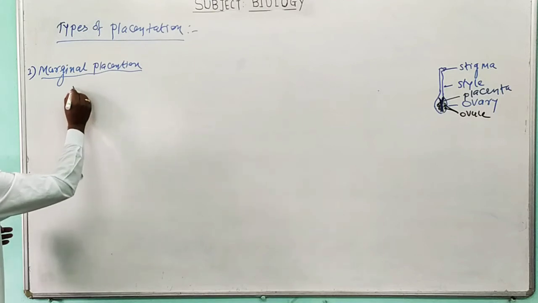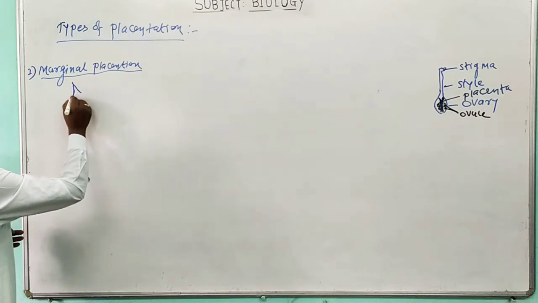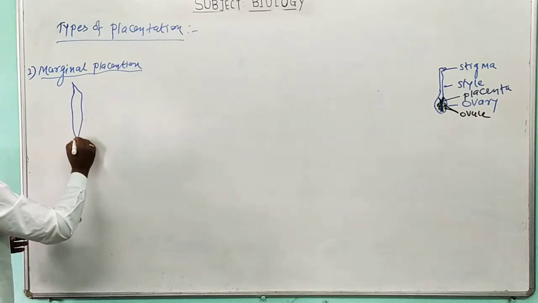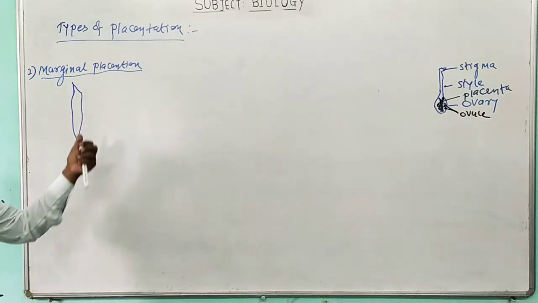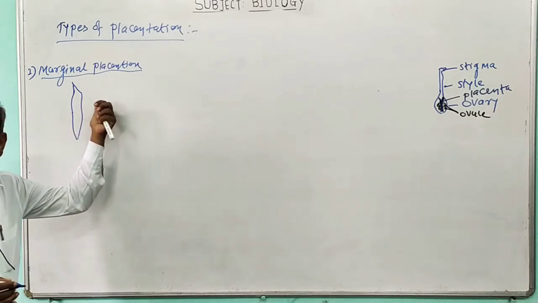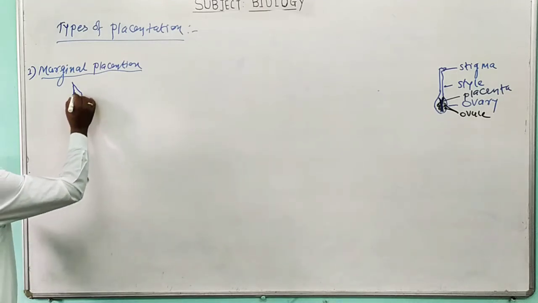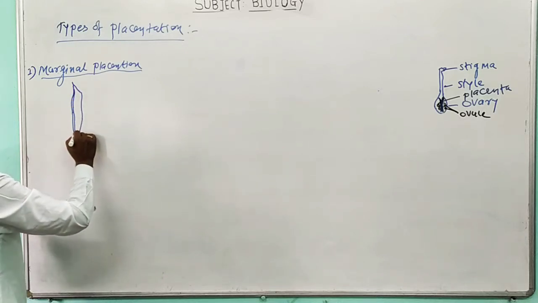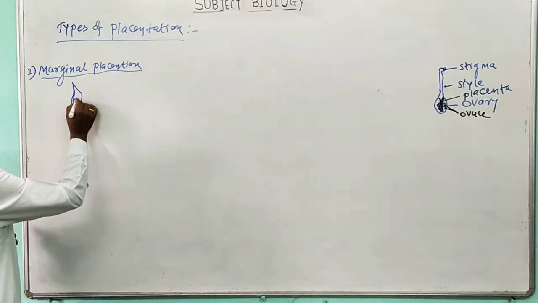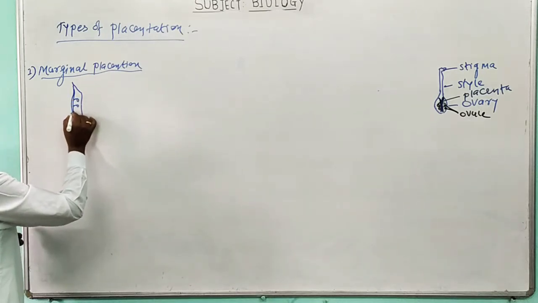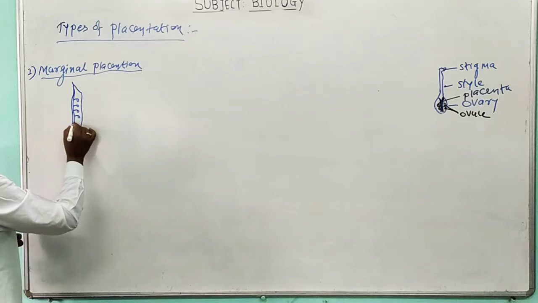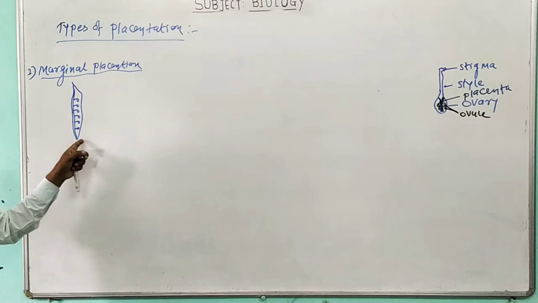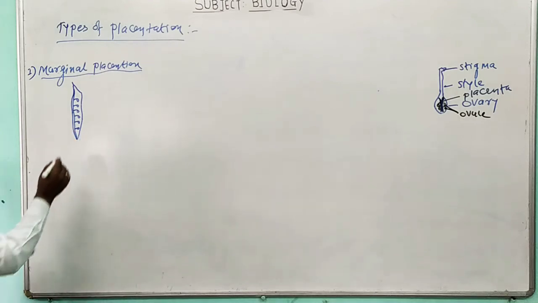Suppose this one is a unilocular ovary of a bean plant or pea plant. वाटाणा या वनस्पतीची शेंग असे गृहीत धरा. And this one is the folded margin of the ovary. And when the ovule develops or arises from this folded margin or fused margin of the ovary, then that placentation is known as marginal placentation.